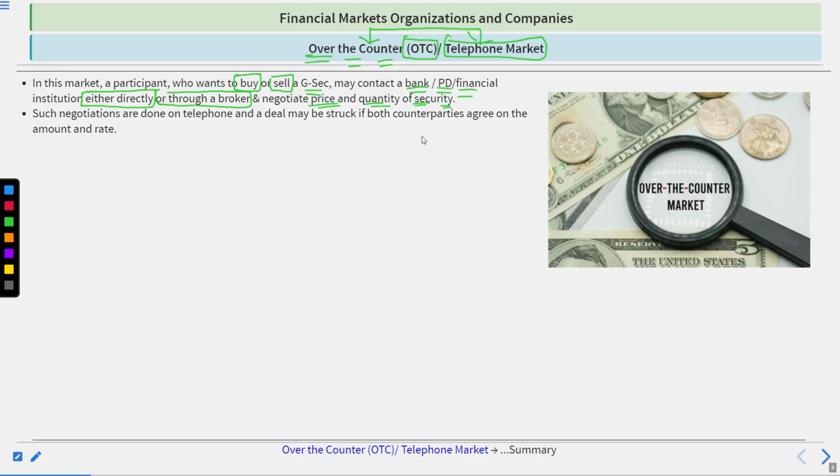So we could say they have a choice whether they would like to contact the bank, PD and financial institution directly, or they have their own broker who deals with the bank, PD and financial institution on behalf of the main participant to negotiate the price and the quantity of security. Such negotiations are generally done on telephone, and a deal may be struck if both the counterparties agree on the amount and rate.